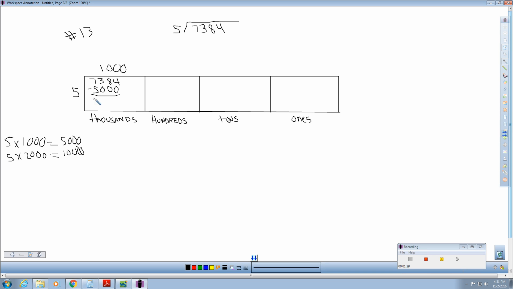When I subtract the 2, I get 2,384. This is an important number. This is what remains. That's what's going to go in the top of the next box. So I'm going to write 2,384 here. Now I need to see how many hundreds I can multiply by 5 and get as close to this number, 2,384, as I can, but I can't go over.